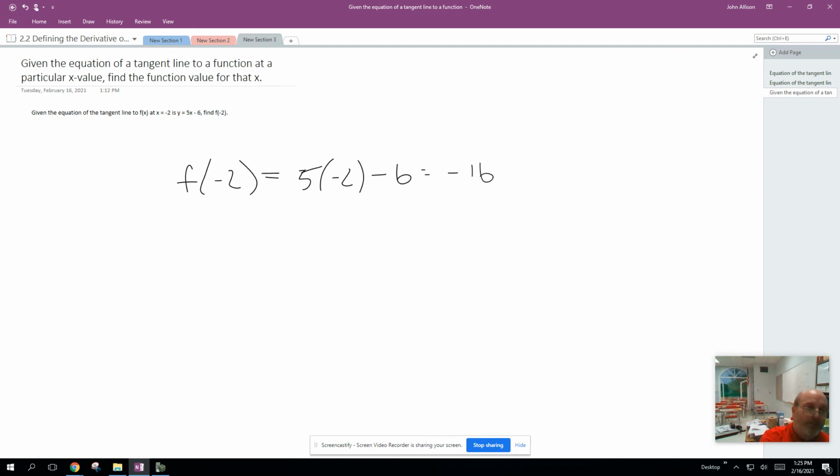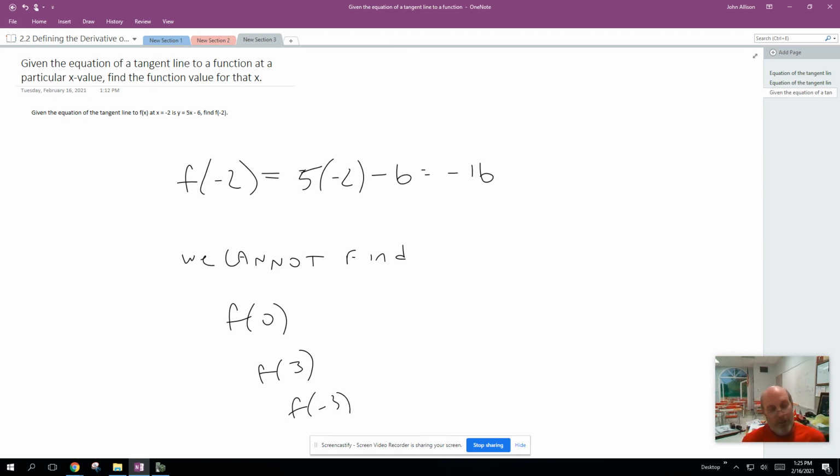Now you cannot, under any circumstance, we can only do this because we know this tangent at x equals negative 2. So we cannot say that that line gives us a value for something like f of 0 or f of 3 or even f of negative 3. We can't use those because we don't know anything about what the function does except at x equals negative 2. We know that it has to intersect the line that's tangent at x equals negative 2. And so that's how we're going to use lesson 2.2 in our calculus curriculum.